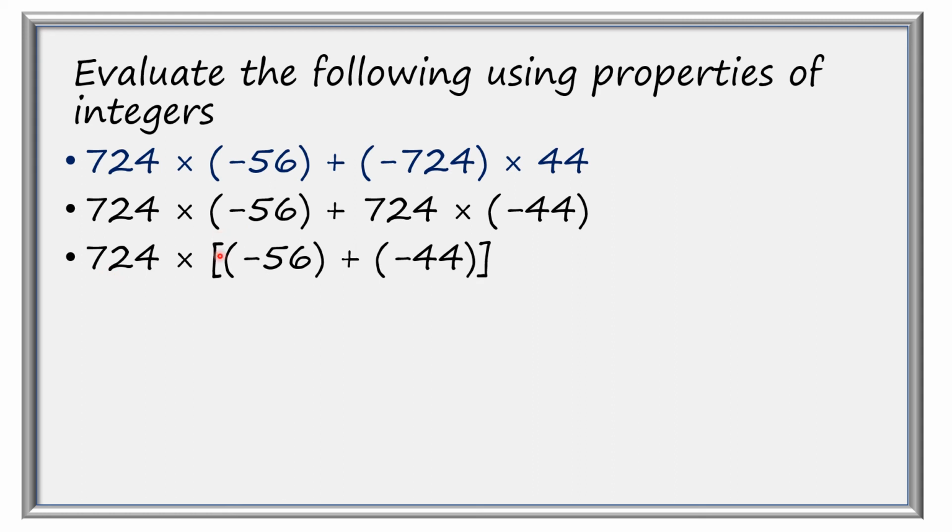So we can write 724 multiply in bracket minus 56 plus minus 44. And we know that when we add two negative integers, just add them and put a negative sign. So here the addition is minus 100. Now it is very easy to multiply by multiples of 10, 100 and 1000. We know that. So 724 multiply minus 100 equals minus 72,400, and it is very easy to do.